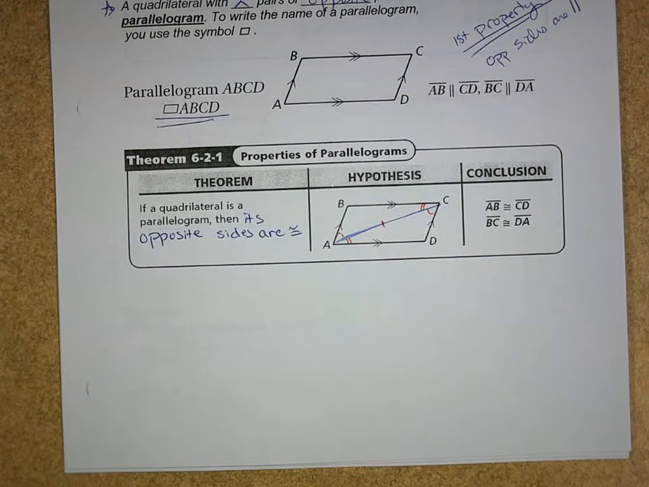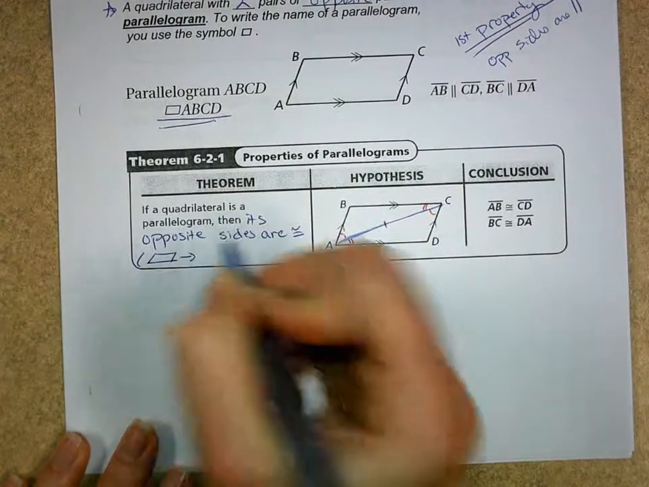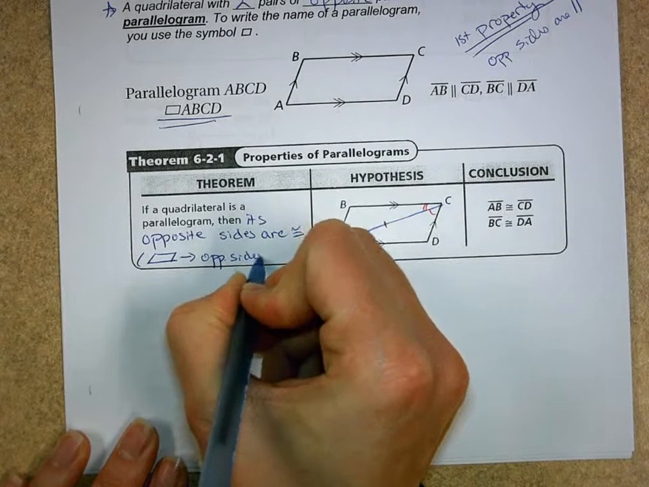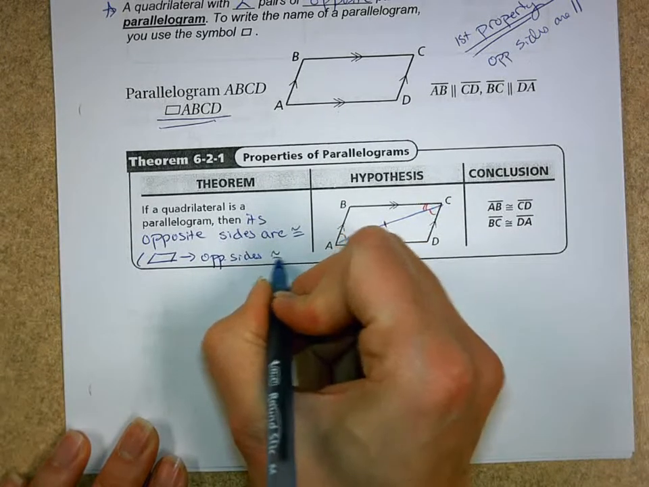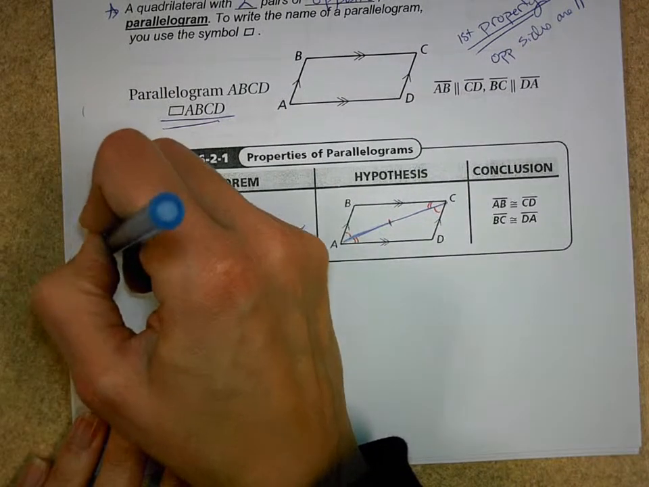And so then what do I know about corresponding parts of congruent triangles? That's right, they're congruent. Now there is a shortcut way that I actually write this property out. I would just say a parallelogram implies opposite sides are congruent. So if you say that, I'd be exactly great. It's a shortcut way.